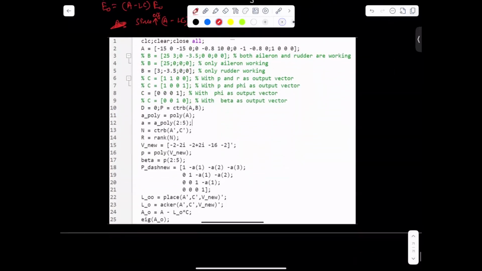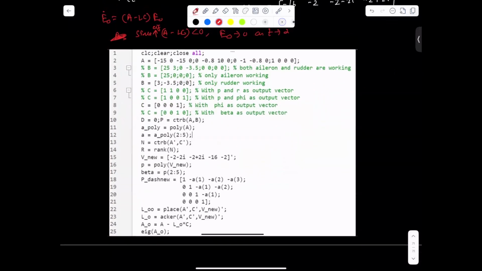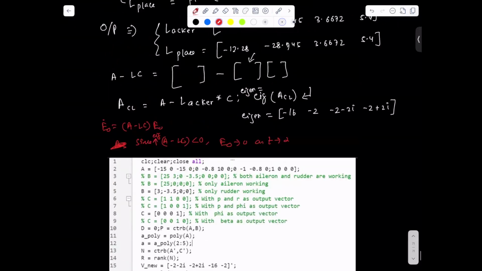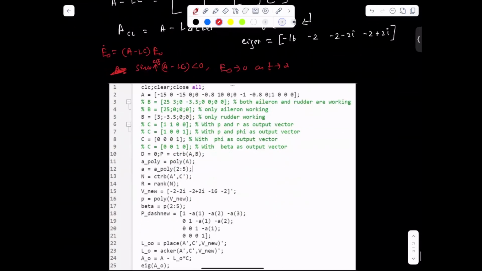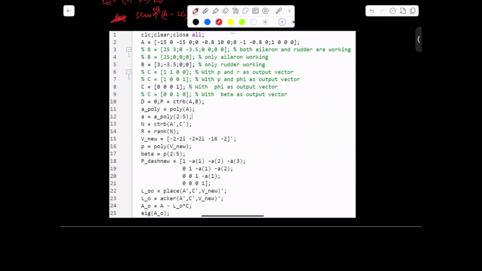So this is the MATLAB code for this example. You can use this and try it in MATLAB. Whatever we have done in this example, the same things are given in this MATLAB code. So I am not going through this MATLAB code. You can have a look and try the same thing for other systems as well, and design the observer. So let's stop here in this part, the state feedback control observer.